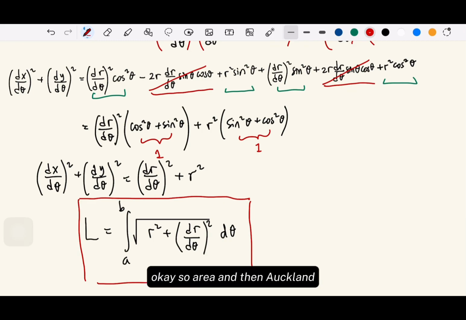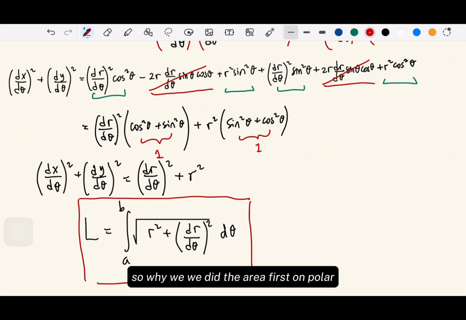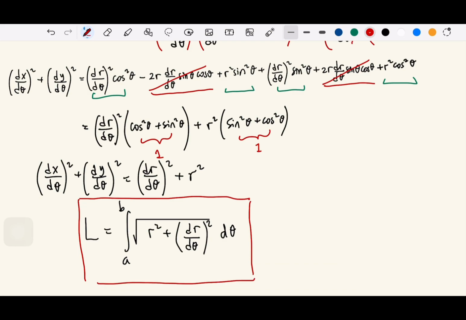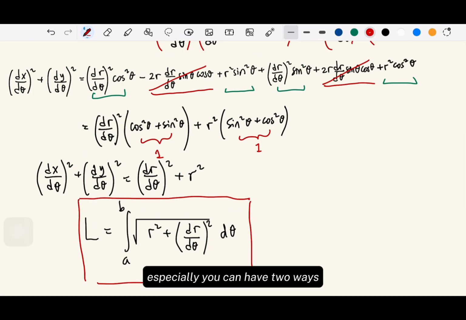Okay, so area and then arc length, and we know after this we're going to see the tangent. So why did we do the area first on polar? Because the area is the one that's significantly not really similar with the parametric. The arc length and the tangent, they are going to be very similar to what we have in parametric. So sometimes when you are given some equations, you can treat them in parametric, or if you can rewrite in polar, you can treat them in polar. Okay? When you are calculating the tangent especially, you can have two ways.